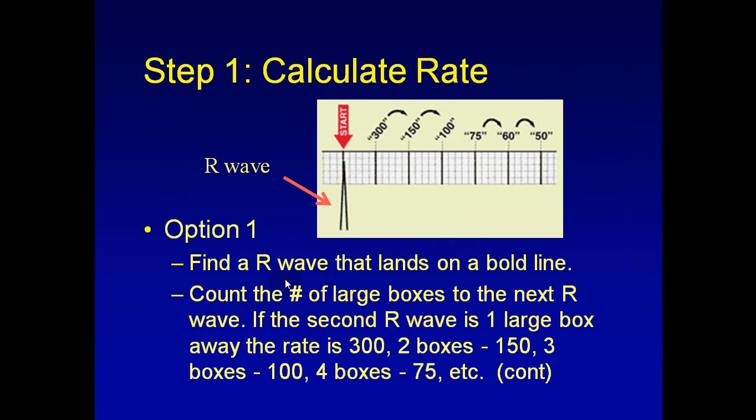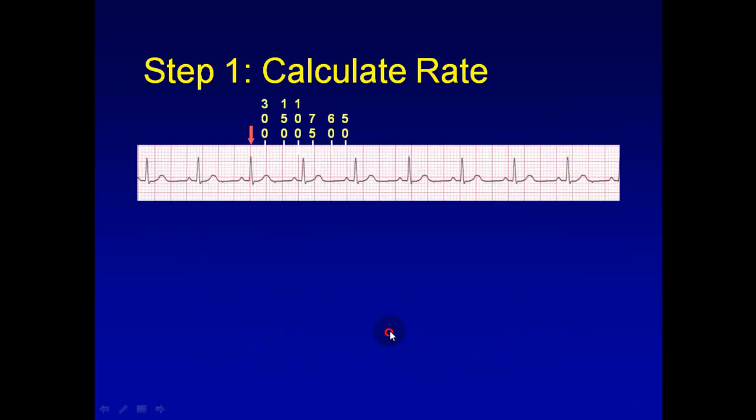So find an R wave that lands on a bold line. Then count the number of large boxes to the next R wave. If the second R wave is one large box away, the rate is 300. Two boxes, 150, and so on. This is the heart rate when the rhythm is regular.